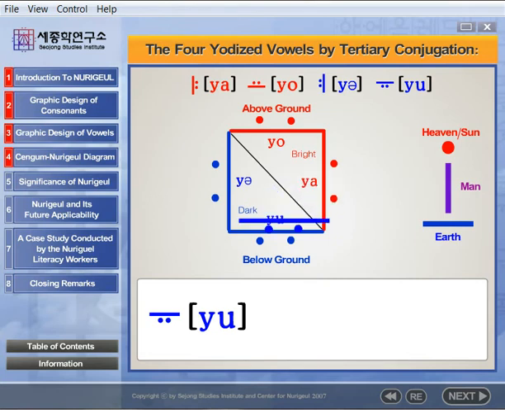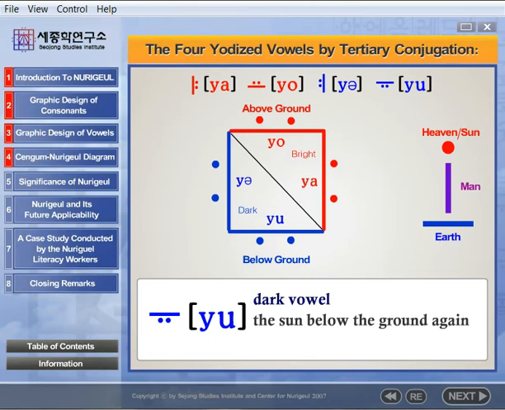The eighth is U, a dark vowel. It depicts the sun below the ground again. The sound is as in youth, news, or shoes.